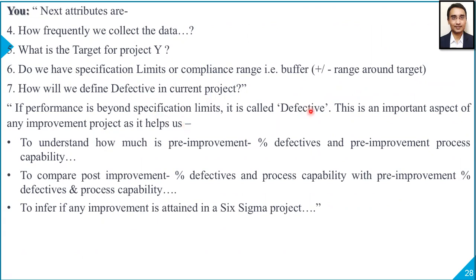And this is an important aspect of any improvement project, as it helps us to understand how much is the pre-improvement percentage defective and pre-improvement process capability. Secondly, it also helps us to compare post-improvement percentage defective and process capability with pre-improvement percentage defective and process capability. And finally, it helps us to infer if any improvement is attained in a Six Sigma project.